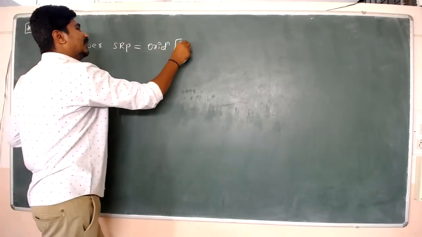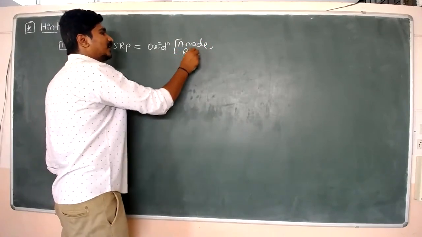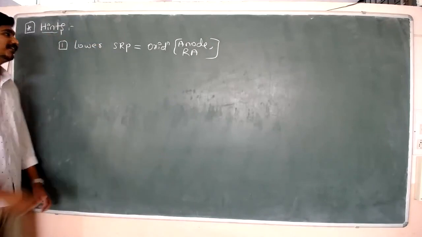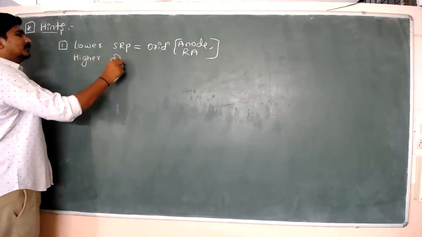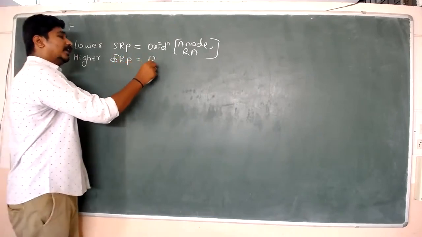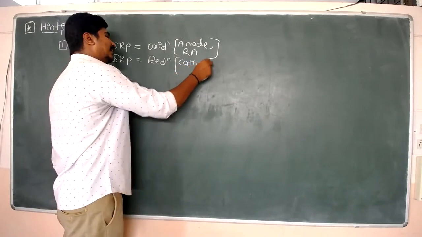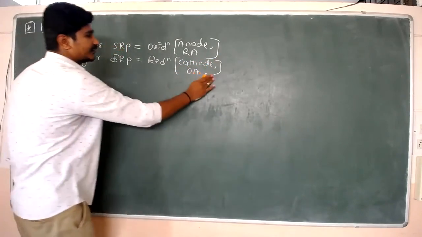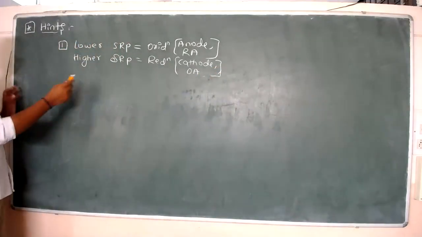That is, it may act as anode. It is also called as what? Reducing agent. The element which undergoes oxidation is called the reducing agent. Or the element which is having higher SRP undergoes reduction. That acts as cathode and oxidizing agent. Next, the second one.